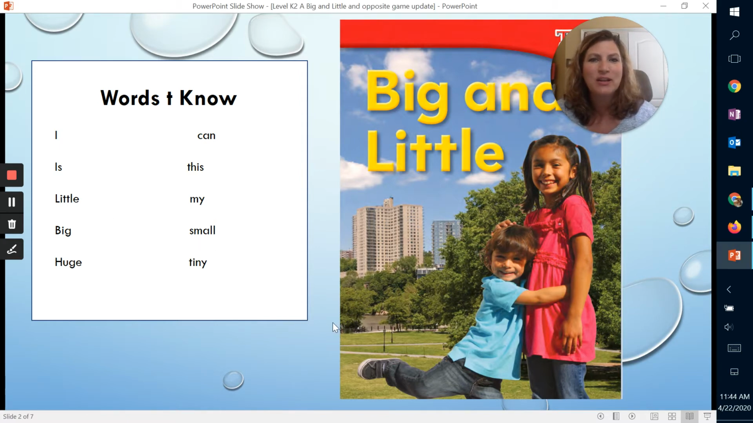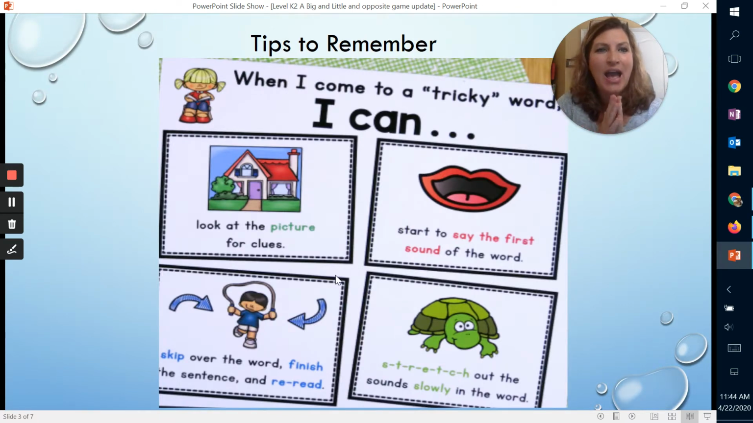Okay, all right. So we're going to go ahead and move on. And I want you to listen really closely. When it comes to reading, there are some tricks that you can use. So here's your I can. Look at the pictures to get a clue to figure out what the word is. Start to say the first sound of the word, so getting your mouth ready. If you don't know the word, you can skip over the word, kind of like you do when you jump roping, and finish the sentence. And then you can go back and maybe try to figure out that word.